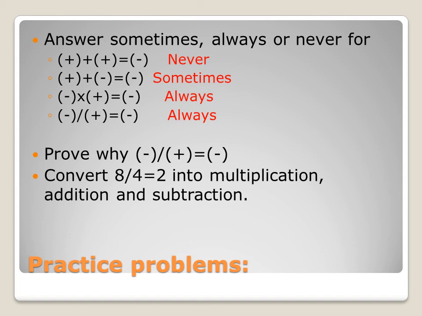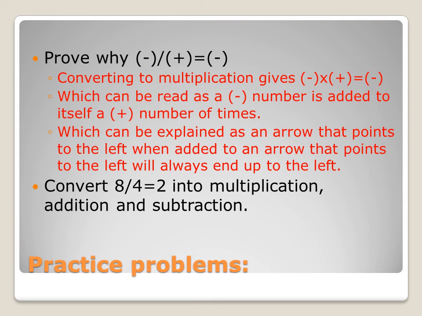For the next problem, where you're asked to prove why a negative divided by a positive equals a negative, what you do is you convert it to a multiplication, and that gives a negative times positive equals negative, which could be read as a negative number is added to itself a positive number of times, which can be explained as an arrow that points to the left, when added to an arrow that points to the left, will always end up to the left. So that's why negative divided by positive equals a negative.